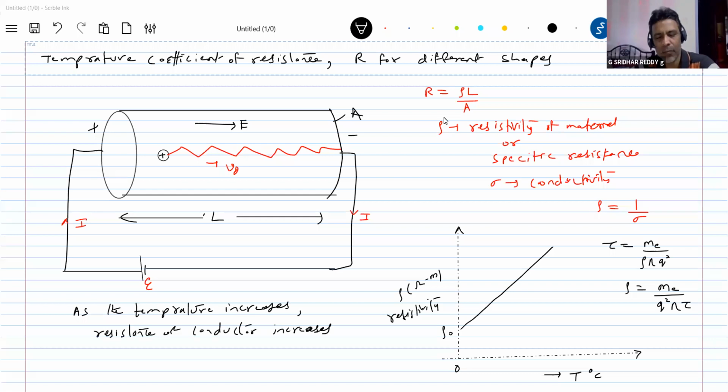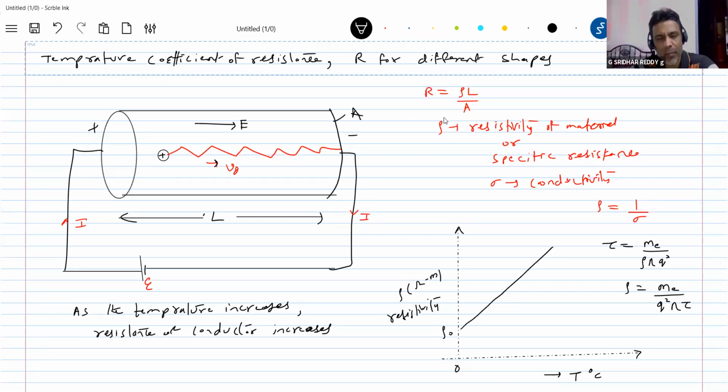So we'll stick on to the conductor. With increased temperature, the thermal agitation of the free electrons will increase. What do you mean by thermal agitation? That particular random motion, the zigzag motion, will further increase. So as it is a more zigzag path, more number of collisions will occur. More collisions means greater the resistance offered by the material to the flow of charge.